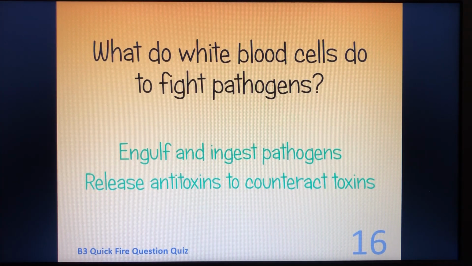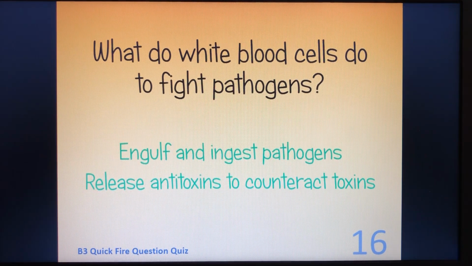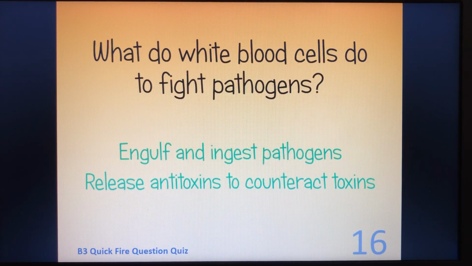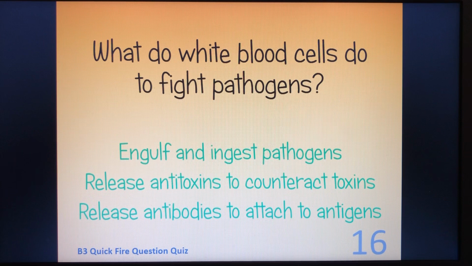Release antitoxins that counteract the toxins. Okay, used to say neutralise, exam board tends to say counteract now. So the pathogen will release toxins. This one doesn't attack the pathogen itself, it just gets rid of those nasty toxins using antitoxins released by the white blood cell. And the third one is release antibodies.